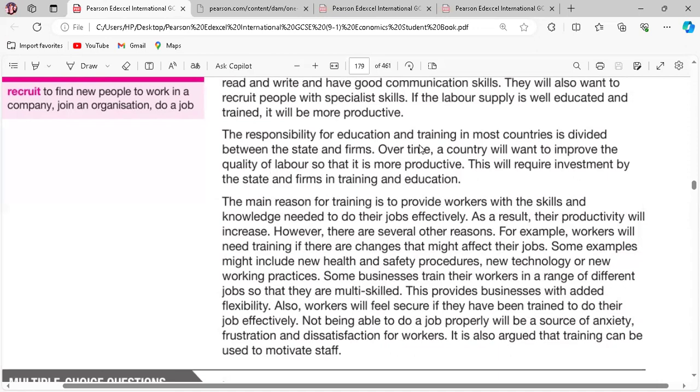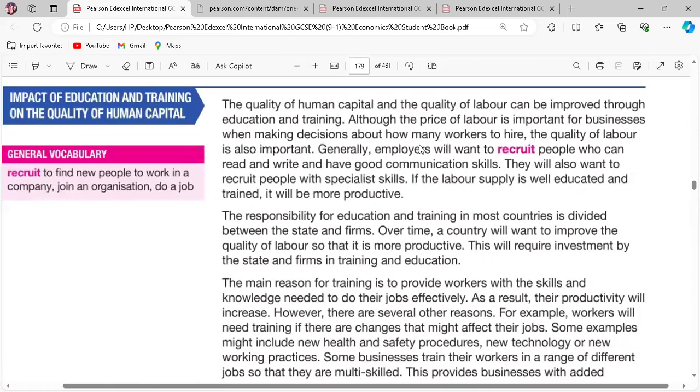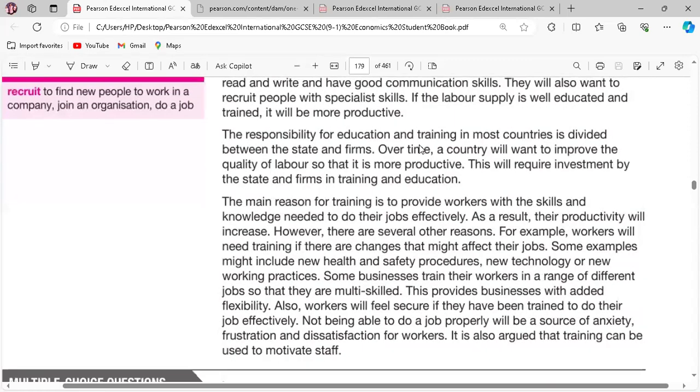So what we're talking about here is the importance of education and training on the quality of human capital. So basically we are referring to workers here. If workers are trained and educated, governments of a country might set a target or objective of improving the skills and knowledge of its workforce. And to do that, the government of that country must invest heavily in education and training.